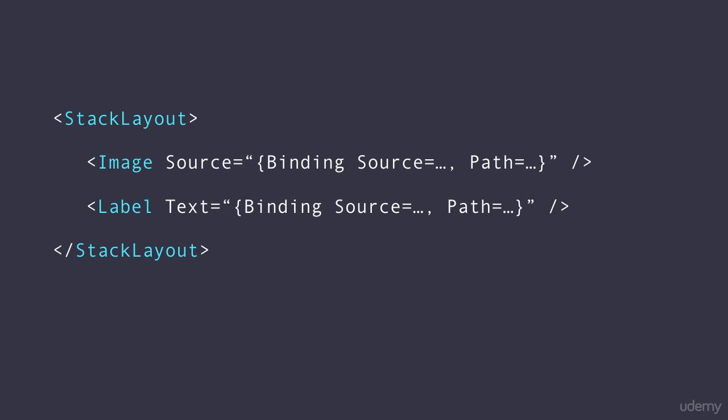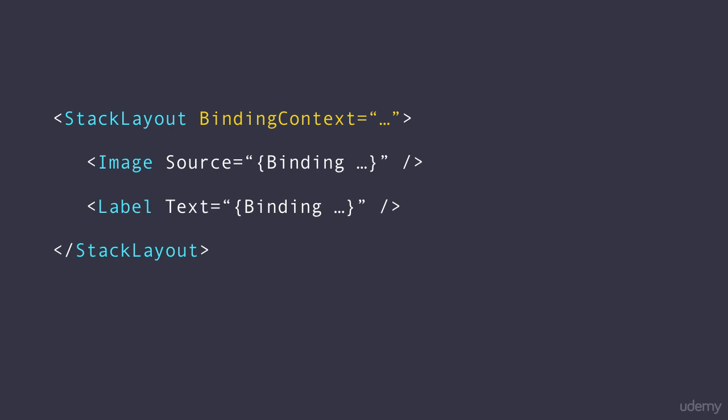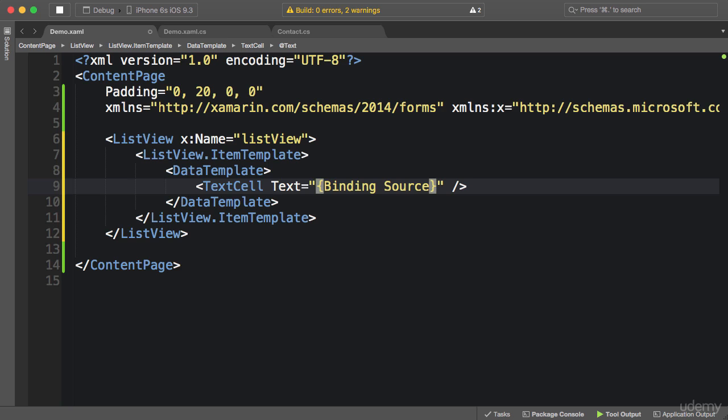There I explained that if you have multiple elements that reference the same object as their binding source, you can clean up the code by setting the binding context on the container. Now here, each contact will be the binding context for each item in the list view. So in our binding expression, we simply use the name of the target property. In this case, name. Now text cell has another property, detail. Again, a binding expression. Now I'm going to set this to status.